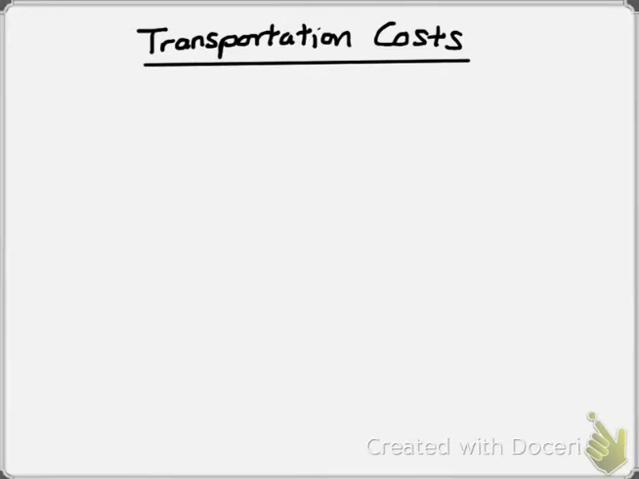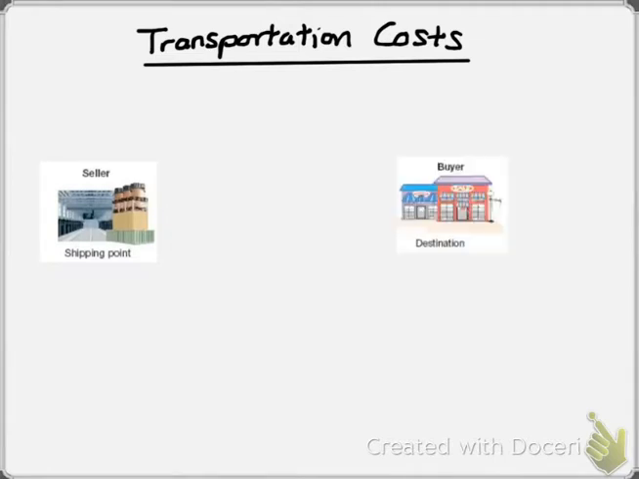Let's take a look at some terminology. Well, we've got the seller. The seller is the shipping point for the shipments. Then we've got the buyer. Typically, we're looking at it from the buyer's point of view. The buyer is the destination for the merchandise. And then there's a carrier who carries the goods from the shipping point to the destination.